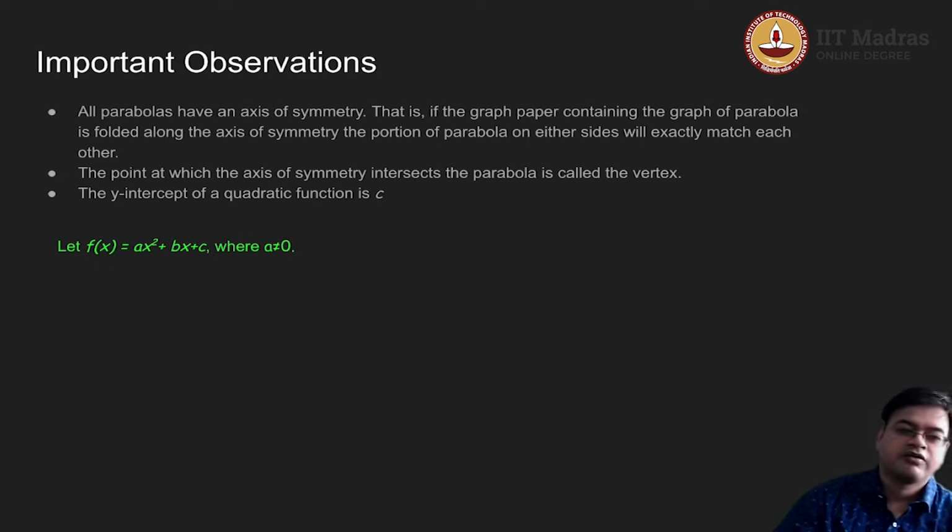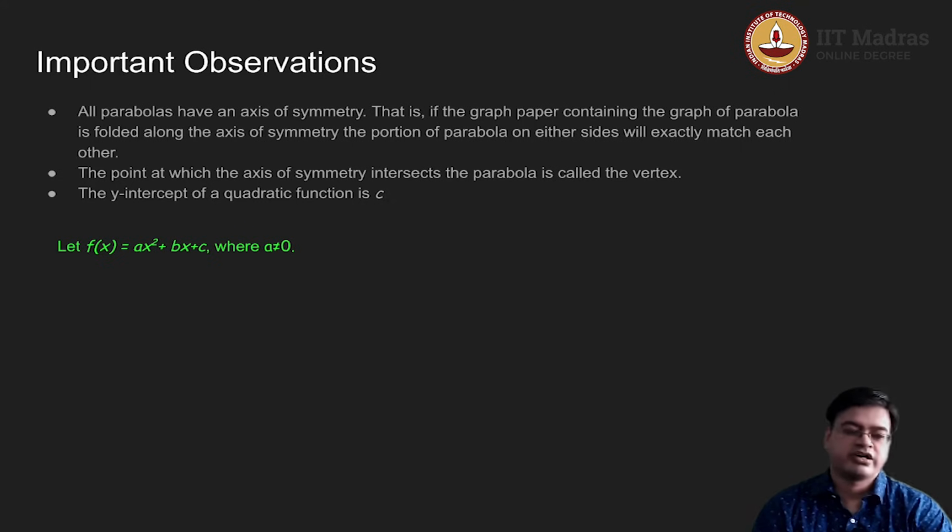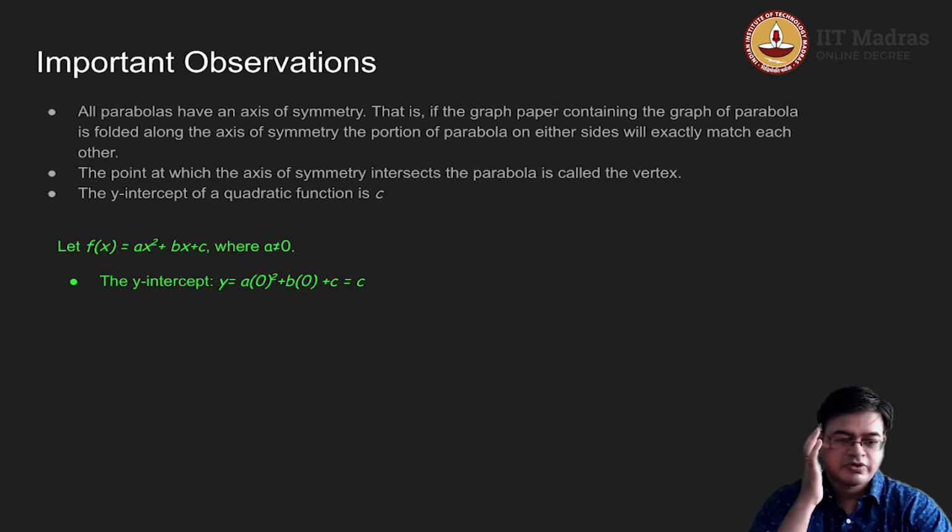Let us say our quadratic function is ax square plus bx plus c, where a is not equal to 0. You can easily figure out that the y-intercept of this point, by putting the value 0, is c.